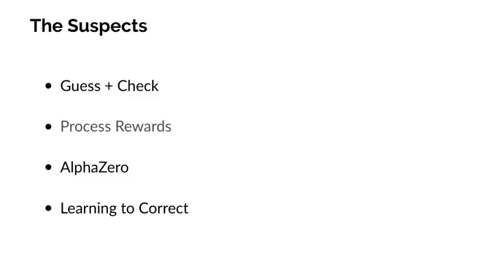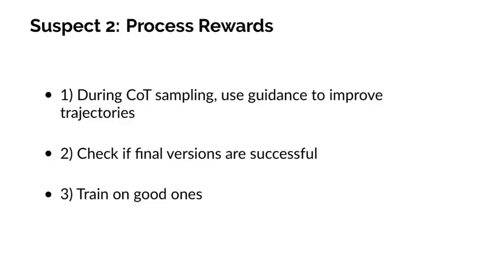This next section is on process rewards. Suspect 2. During chain of thought sampling, we'll have some guidance that we'll both use to learn and to improve our trajectories. We then run the same process where we check if our final or partial versions are successful and train on the good ones.